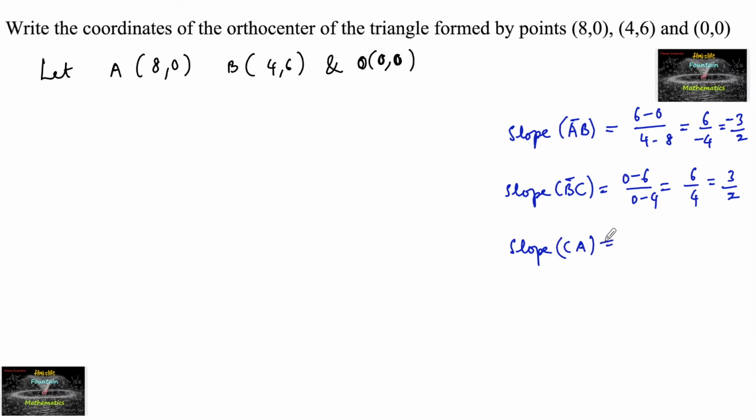Sorry, this is origin O, so the sides are BO and OA. Slope of OA is equal to (0 minus 0) upon (0 minus 8), we are getting 0. And we can see clearly that based on the slopes, none of these sides are perpendicular. So it is not a right angle triangle. And hence, now let us find the circumcenter and centroid to find the orthocenter, which helps us to solve easily.